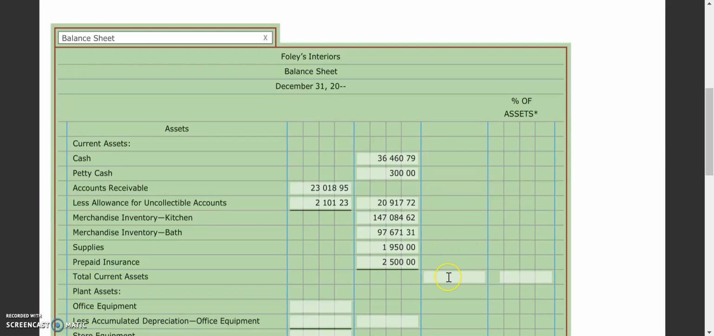So in order to find our total current assets, we're going to take all of the ones in the second column. Remember that this 20,000 is already the correct balance of these two. So we're just taking everything in the second column. When we total that, our total current assets add up to $306,884.44.